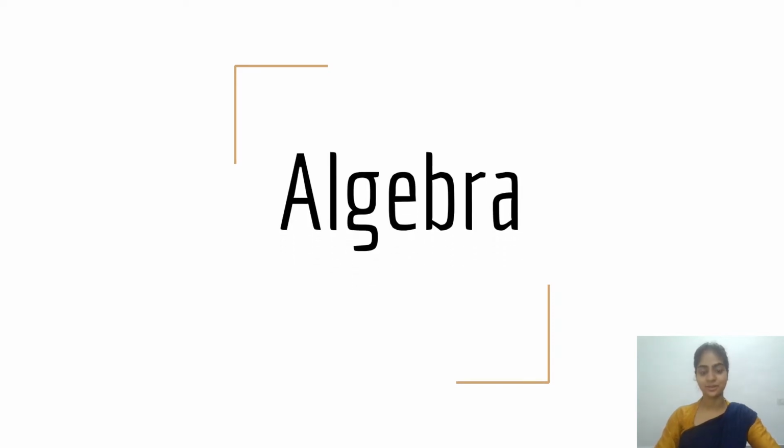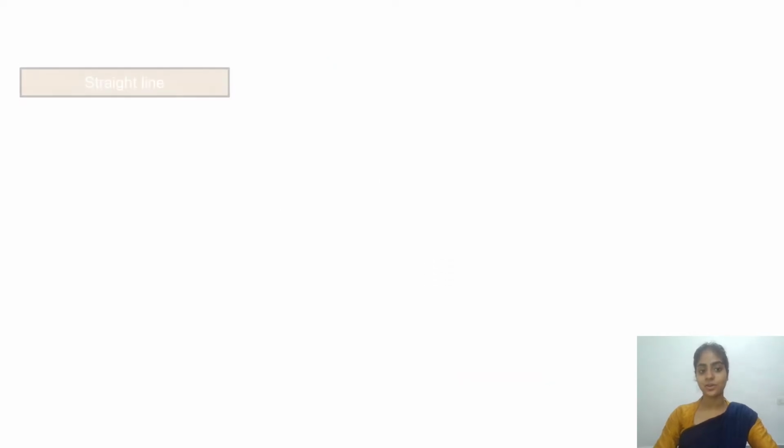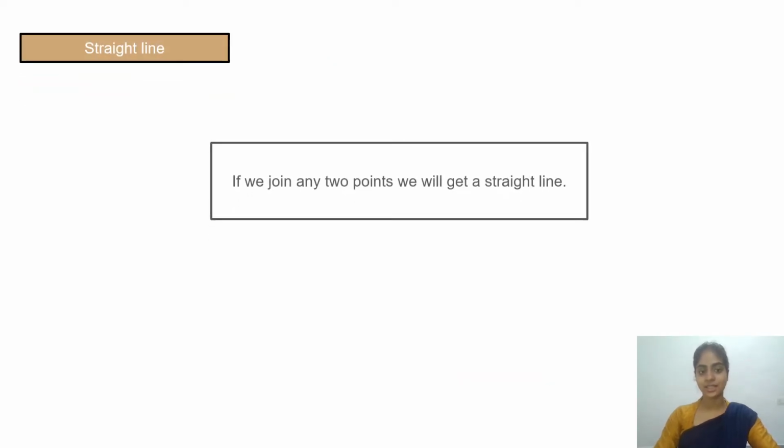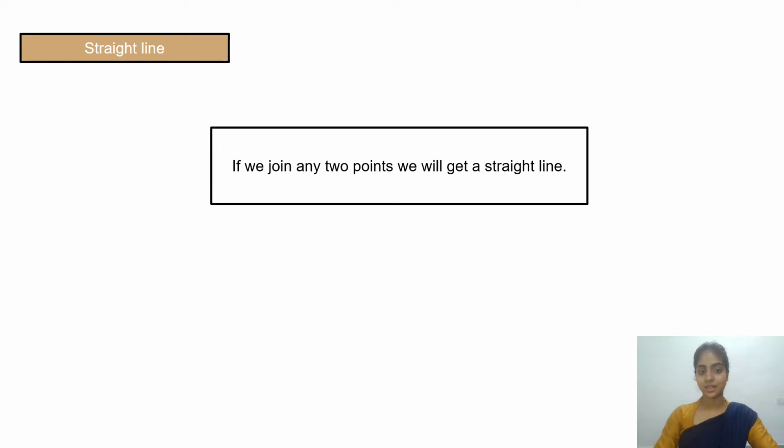Under algebra, we'll be specifically learning about straight lines. Now, what is a straight line? A straight line is something which we get when we join 2 points. Okay, so if we join any 2 points, we get a straight line. So we have 1 point, 2 points, and when we join this, we have a straight line.